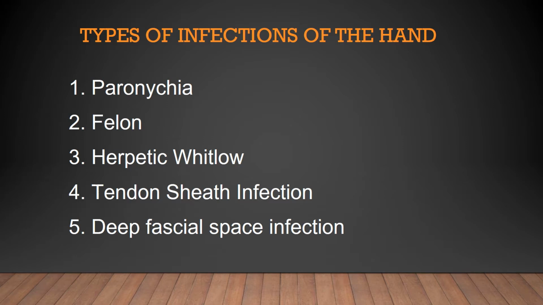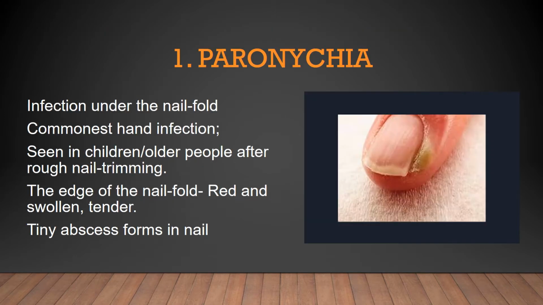So these are the types of infections of the hand. The first one is paronychia, the second one is felon, the third one is herpetic whitlow, the fourth one is tendon sheath infection, and the fifth one is the deep facial space infection. So altogether five types of infection that I'll be explaining. So the first one is paronychia.